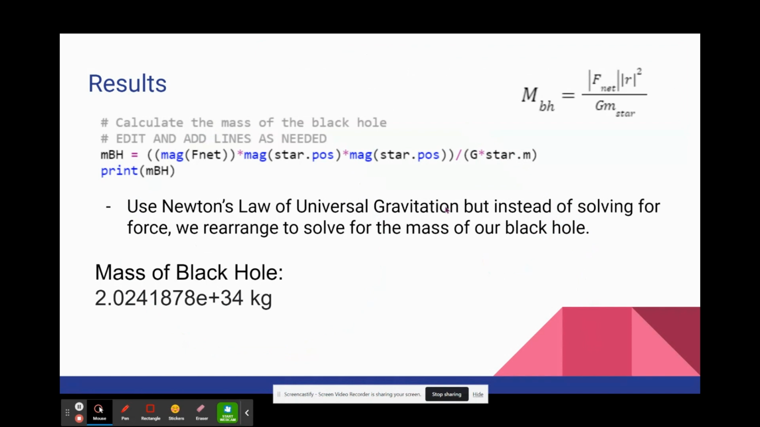So here we have the results of this. We use Newton's law of universal gravitation, but instead of solving for the force, we rearranged to solve for the mass of the black hole, which you can see here. And the mass of the black hole was what I mentioned previously. You can pause to look at that.